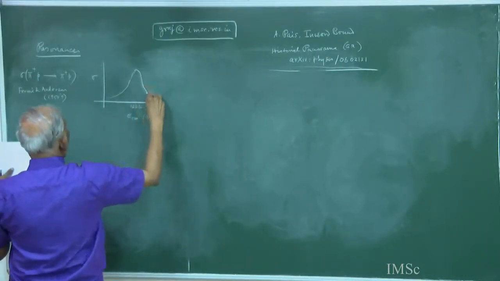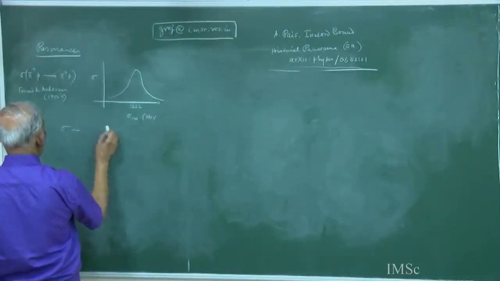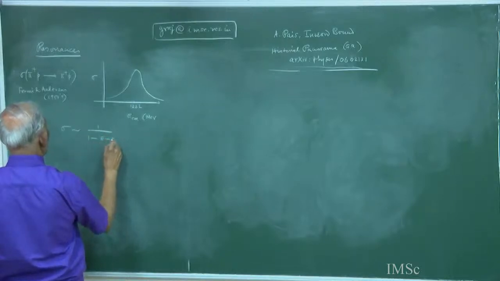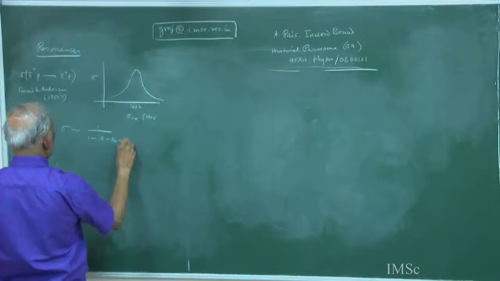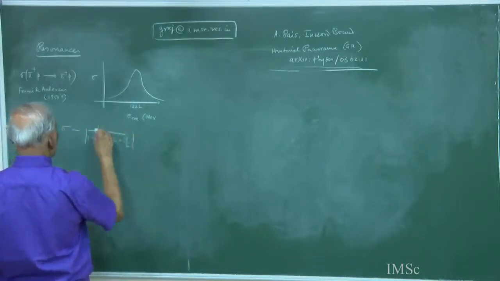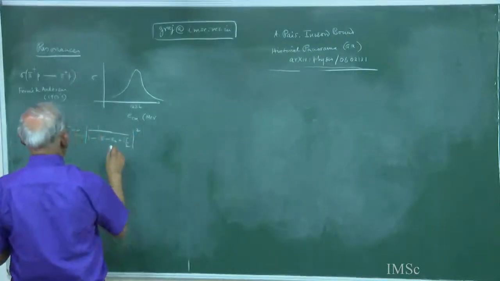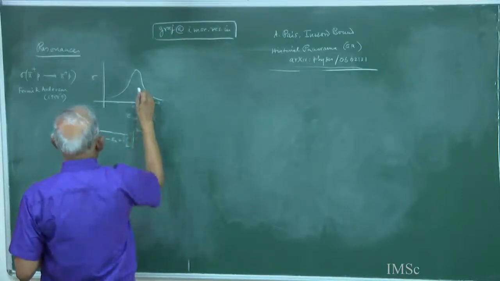This is called a Breit-Wigner resonance. It can be described by the Breit-Wigner formula. Sigma is equal to, apart from other factors, 1 over E minus E_R plus i Gamma by 2. That is the width. The cross section will be the mod square of this, because the cross section has to be real, not a complex number. This E_R is called the resonance energy, and the resonance energy was 1232, and this Gamma by 2 is called the half width.